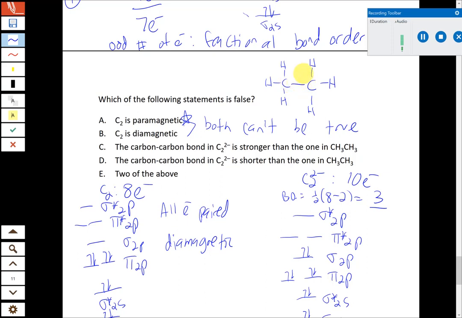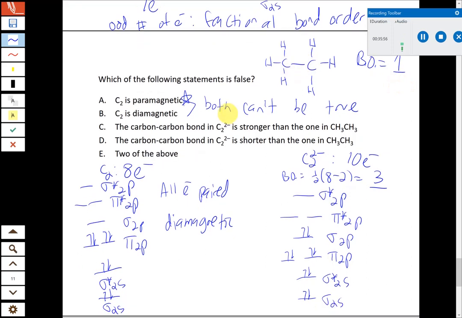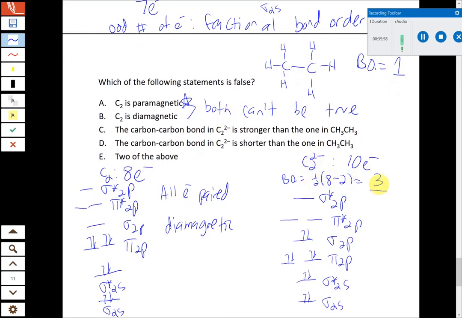So we're not going to add any double bonds to the structure. The bond order in this case is a single bond, 1, between the two carbons. If we're comparing C2 2-, which has a bond order of 3, with CH3CH3, which has a bond order of 1, this bond, because it has a higher bond order, should be shorter. Remember, the higher bond order makes the bond shorter, and it should also be stronger. So this bond in C2 2- should be shorter and stronger than the bond in CH3CH3.